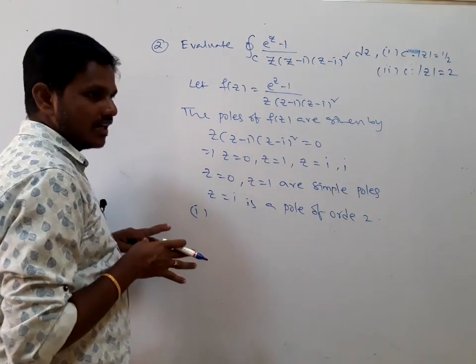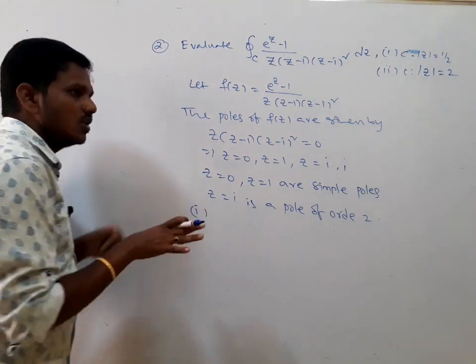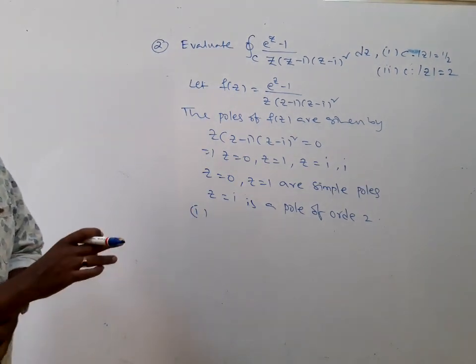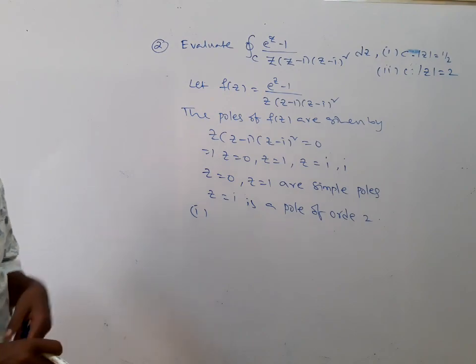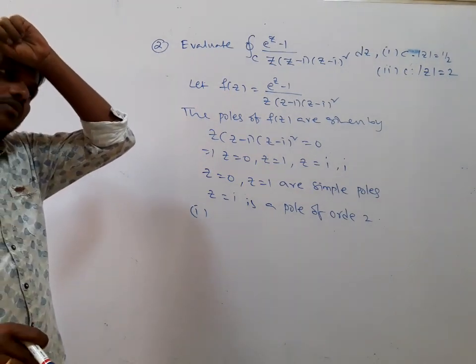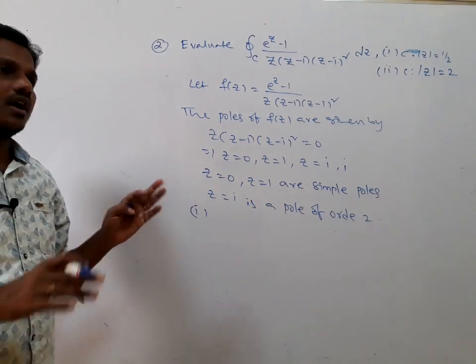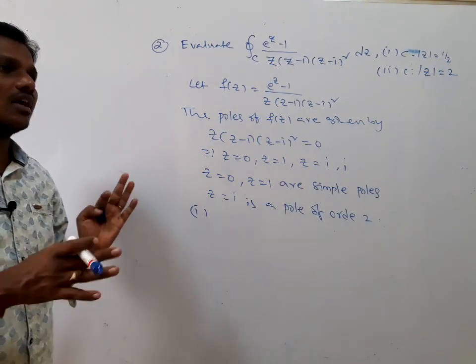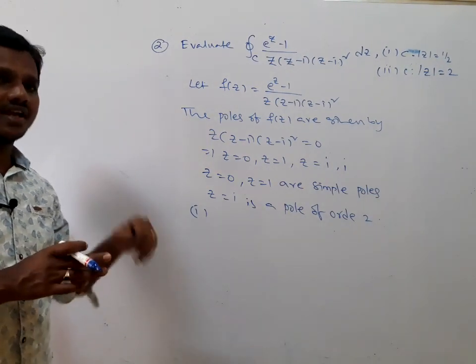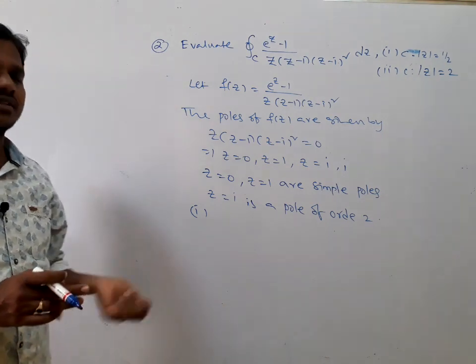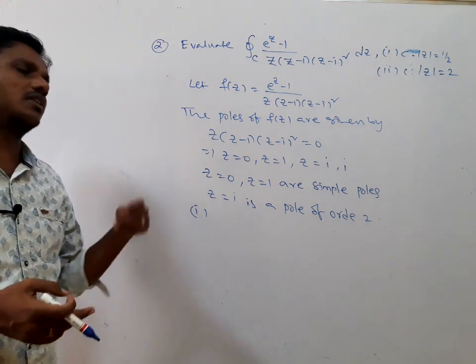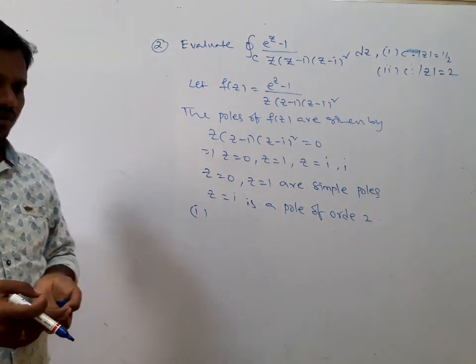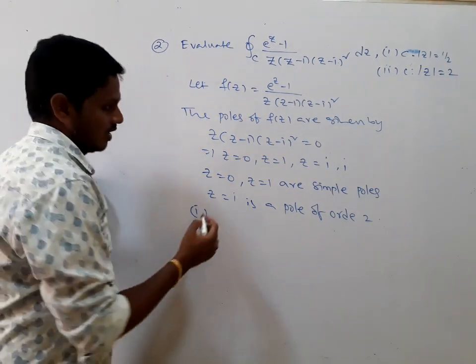But now I am going to concentrate on the region. After identifying the poles, you should concentrate on the region. Why do we concentrate on the region here? If you draw the rough region, you can identify which poles lie inside C or outside C. Inside C, at those points we find the residues. Outside C, we do not need to write the residue.